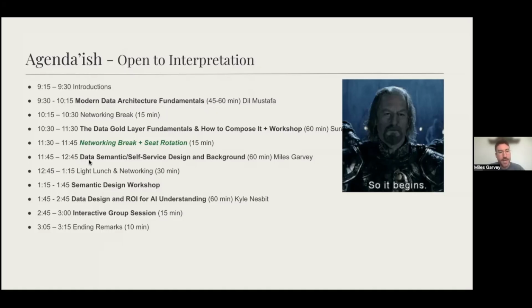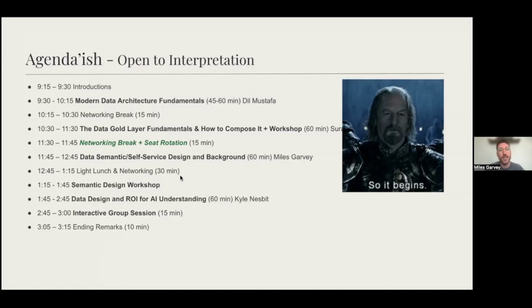And then after that, we'll do kind of a networking break, seat rotation. We'll move into semantic self-service design. So we're skipping the bronze. If you're familiar with Medallion, we will be talking about Medallion architecture within the data architectural fundamentals, but those are more data engineering questions on how do I ingest this data? How do I standardize this data?